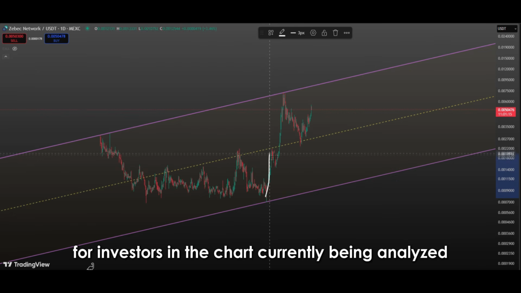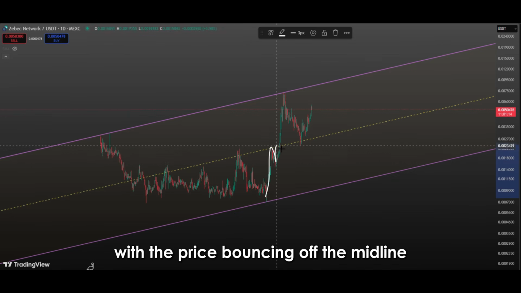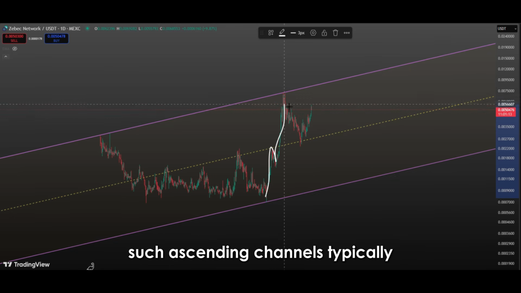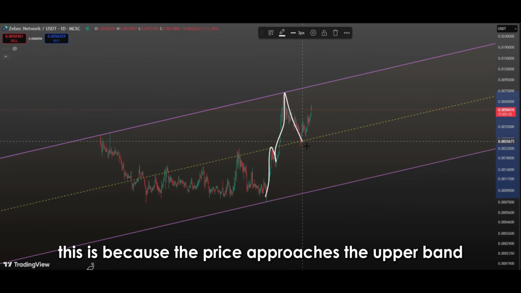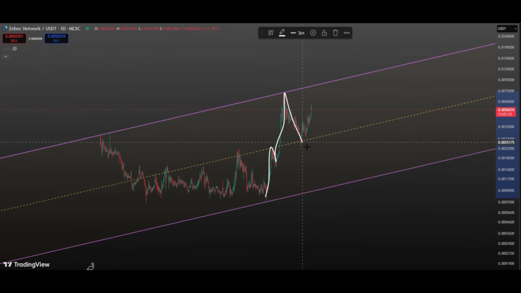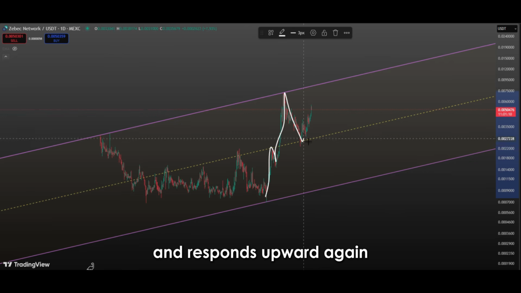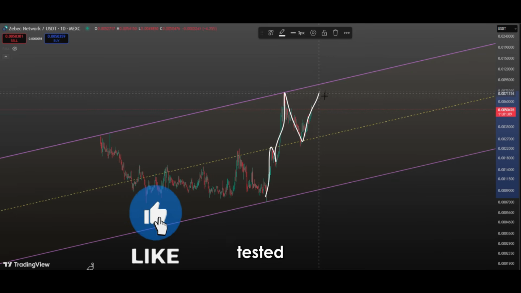In the chart currently being analyzed, a clearly defined ascending channel formation can be observed, with the price bouncing off the midline and beginning a new move toward the upper boundary. Such ascending channels typically indicate that an asset is in a healthy uptrend. This is because the price approaches the upper band with periodic corrections, then pulls back toward the lower band due to profit-taking or short-term resistance, and responds upward again. In other words, both the upper and lower bounds are systematically tested.